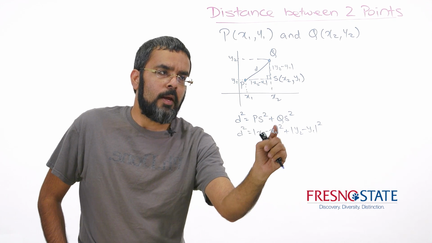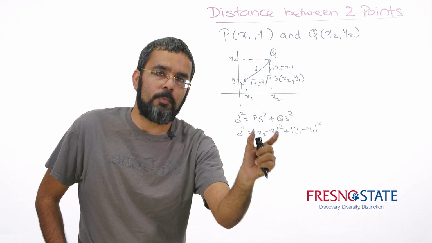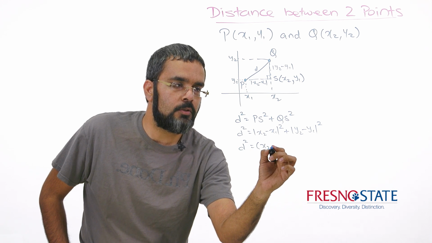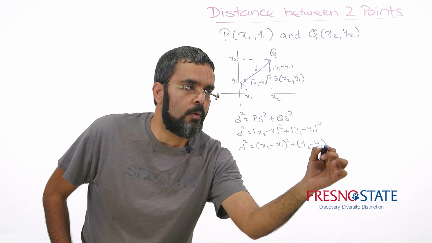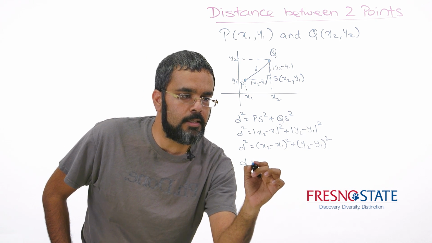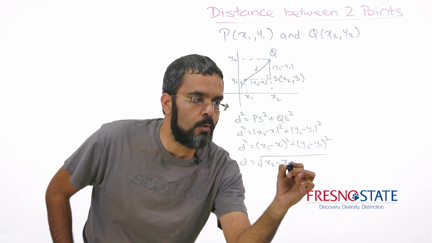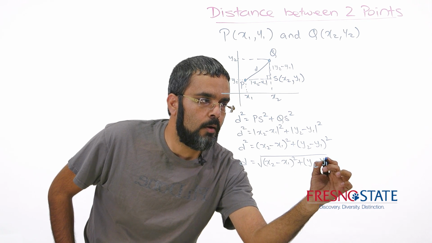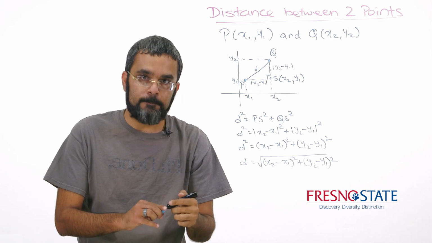Now, we're squaring 2 quantities, and what happens when we square? We always get a positive number. So I can replace these absolute values now with parentheses, and I get d squared equals (x2 minus x1) squared plus (y2 minus y1) squared. If I take the square root now, I get d equal to the square root of (x2 minus x1) squared plus (y2 minus y1) squared. So this here is your distance formula.